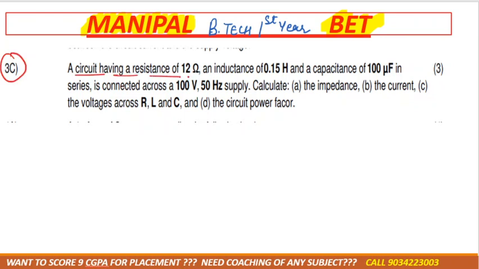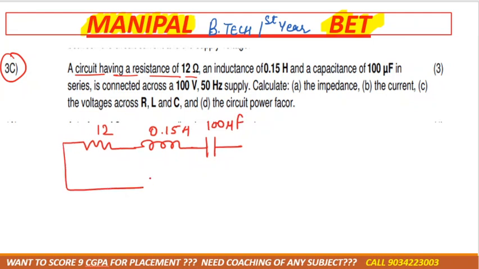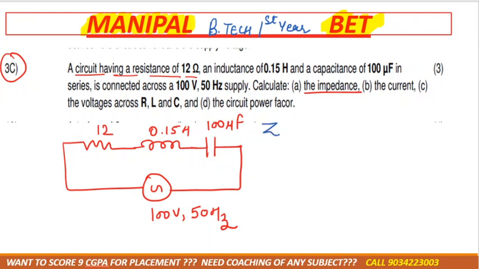A circuit having a resistance of 12 ohm, inductance of 0.15 Henry and capacitance of 100 microfarad. All are connected in series. Then we supply it with an AC voltage, that is 100 volt, 50 hertz. We need to calculate Z, right? We need to calculate I, current, we need to calculate VR, VL and VC and the power factor cos phi.